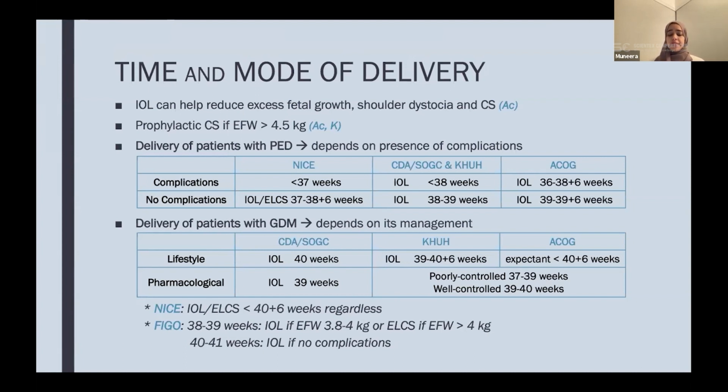If they are on lifestyle modifications, then they are recommended to deliver at a later date compared to patients on pharmacological therapy. NICE recommends induction of labor or elective cesarean section before 40 plus 6 weeks, regardless of their management. And FIGO also recommends earlier delivery if there's complications such as macrosomia.